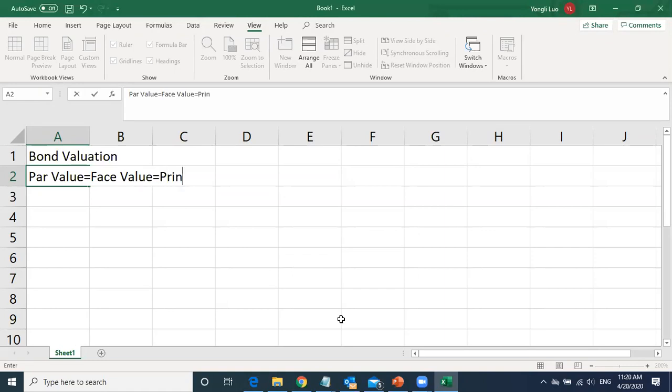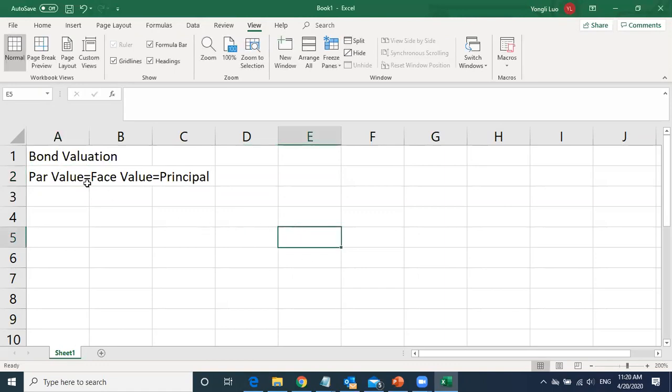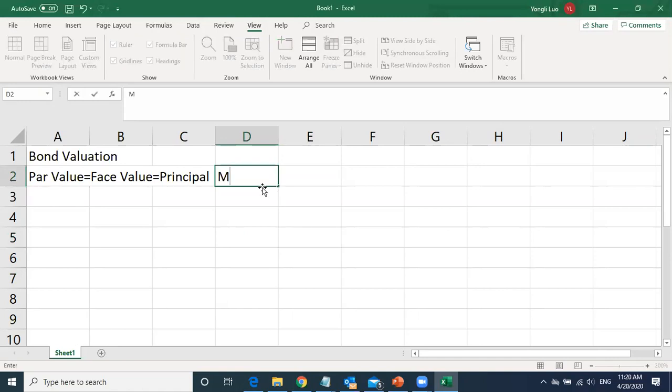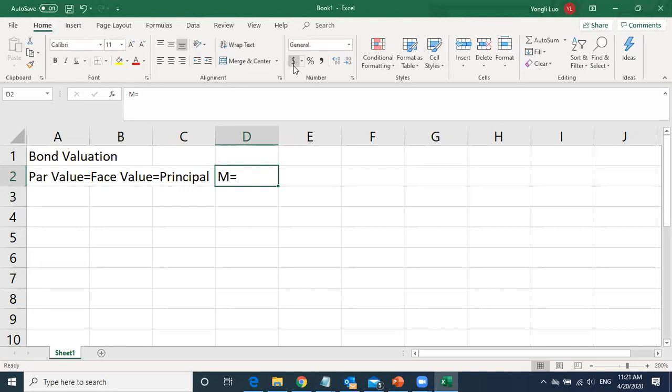There are different names, but basically it's the same. So we're using the letter M. The M is going to be the par value or the face value. In our finance class, this typically is equal to 1,000 US dollars. This one is 1,000 US dollars.